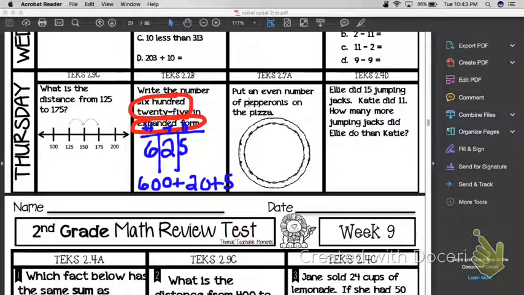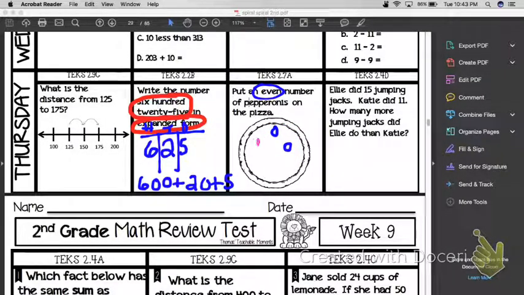All right. Next, they want us to put an even number of pepperonis on the pizza. So we're going to draw little circles to pretend they are pepperonis. Think about an even number. If you chose 2, is that an even number? Yes, because if I put them together, they make a pair.